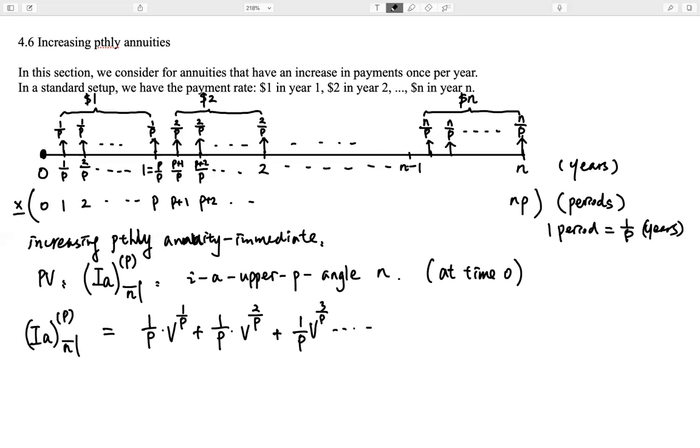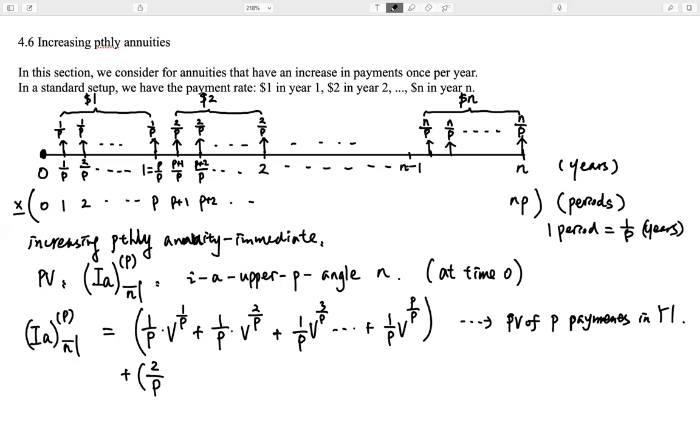So you already know what the last one in year 1 is. It's actually p over p. So this is all the payments in the first year. So this is the present value of the p payments in year 1.